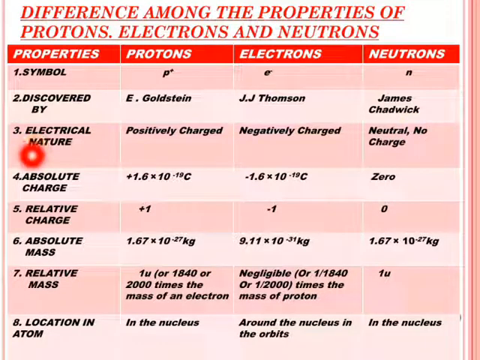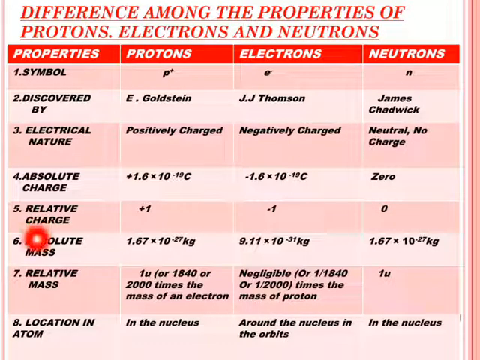On the basis of electrical nature, protons are positively charged particles, electrons are negatively charged particles, and neutrons are neutral, means they carry no charge. On the basis of absolute charge, a proton carries plus 1.6 into 10 raised to power minus 19 coulomb. An electron carries minus 1.6 into 10 raised to power minus 19 coulomb. And neutrons carry no charge. So, their charge is 0.